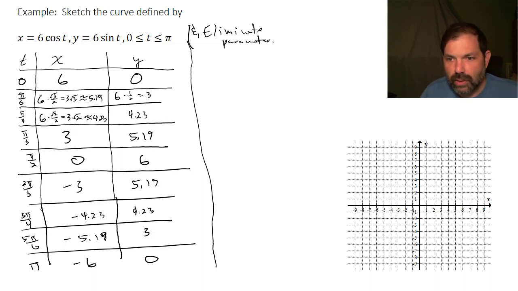So plotting those points, let's see, I've got 6, 0, 5.19 and 3. So that's about here. Then I've got 4.23, 4.23, so that's about here. And then I've got 3, 5.19, and 0, 6. Well, gosh, if we look at those five points that we've plotted so far, I don't know about you, but that looks like a piece of a circle. That looks like a circular arc.